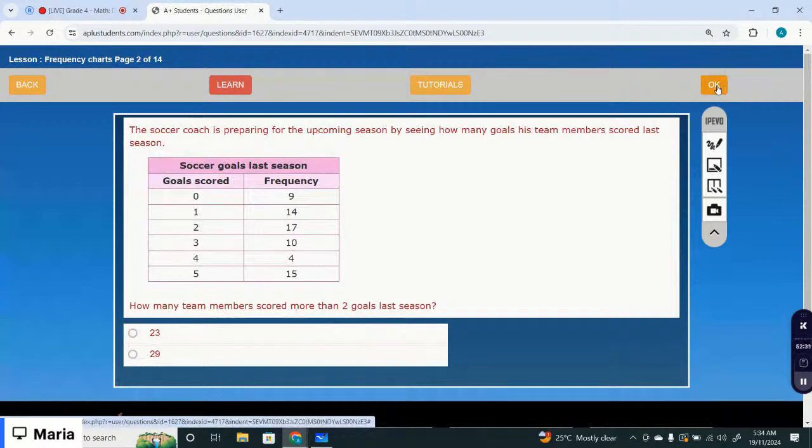The soccer coach is preparing for the upcoming season by seeing how many goals his team members scored last season. How many team members scored more than two goals last season? So, which is the correct option?